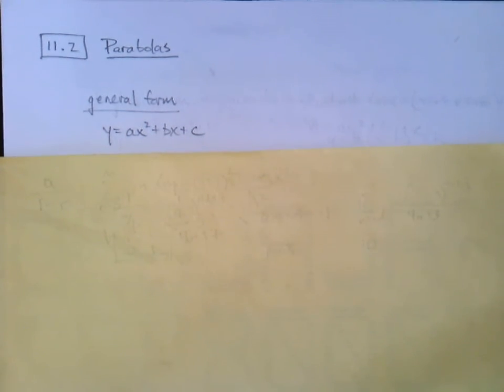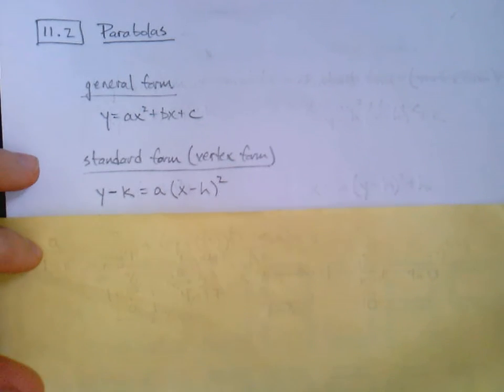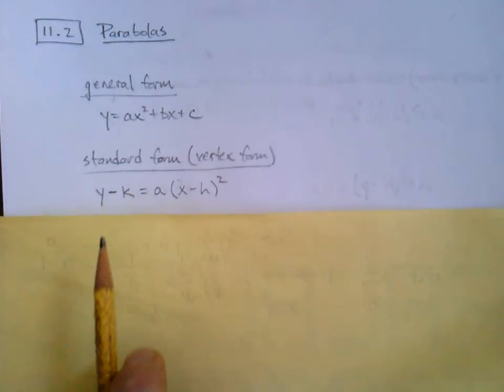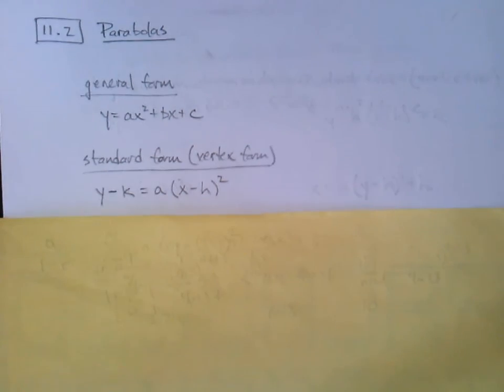Okay, so we are familiar with the general form of a parabola, right? y equals ax squared plus bx plus c. That is what we graphed way back in chapter 9. Turns out there's another way to think of the formula. It's called the standard form, sometimes referred to as the vertex form. And it looks like this: y minus k equals a times x minus h squared.